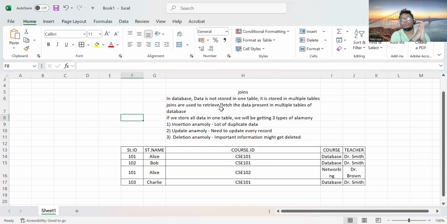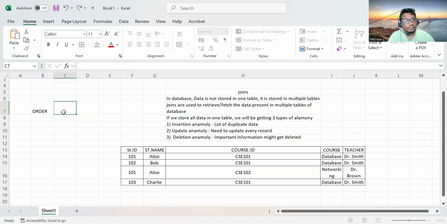Let's suppose there are two tables. One is the order table, and the other is the product table. In the order table, there is order ID as well as order name. But in the product table, there is product name, product ID, product category, and so on. But I want to know the product name of the order, like the product name of order number one.